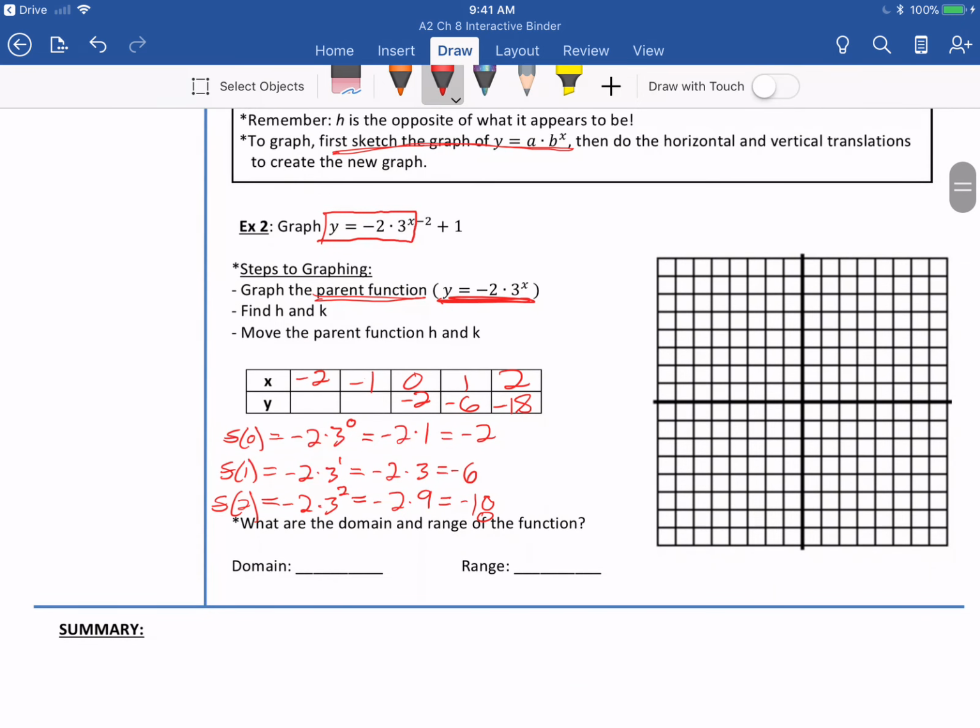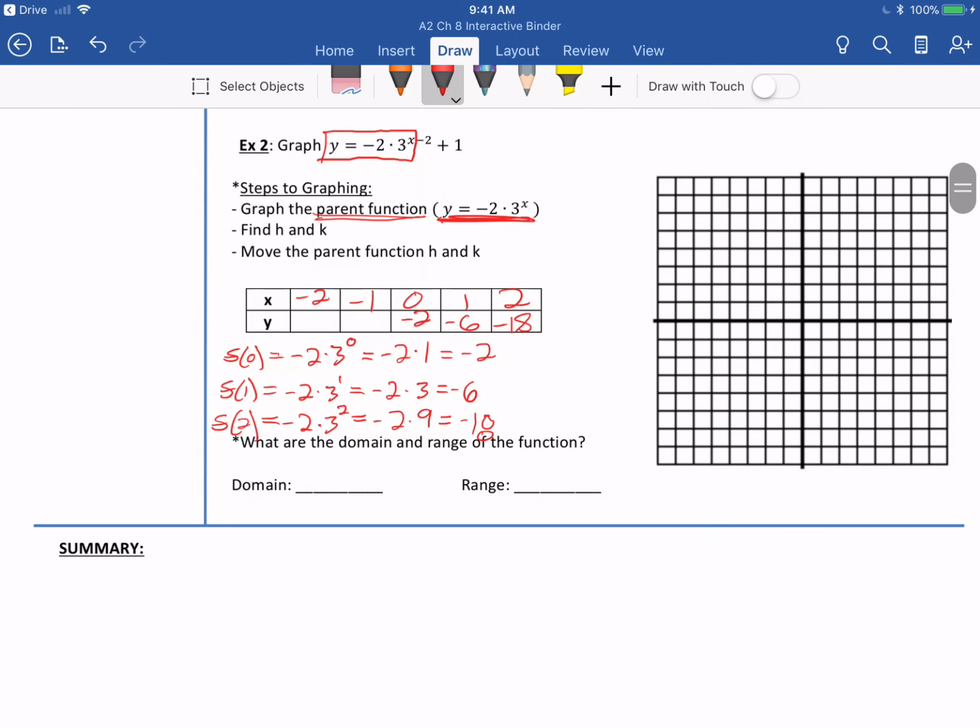So if I plug in f of -1, I'm just going to do that over here since I ran out of room. F of -1 is going to be -2 times 3 to the -1 power, which is -2 times 1/3, which is -2/3. And this over here is going to be -2 ninths. Again, you can just plug those in your calculator and get a decimal if you're not familiar with those, and that's okay.